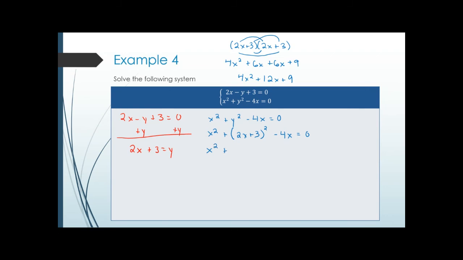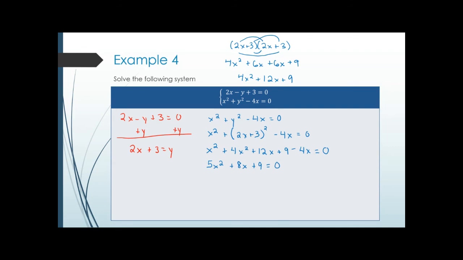So I have x squared plus (2x + 3) squared... plus 4x squared plus 12x plus 9 minus 4x equals 0. This one's going to be a little more work now because we had to first square our y, and now we have to add our like terms. So my x squared's 1x squared plus 4x squared is 5x squared. Then I have a 12x minus 4x, which is 8x, and then plus 9 equals 0.